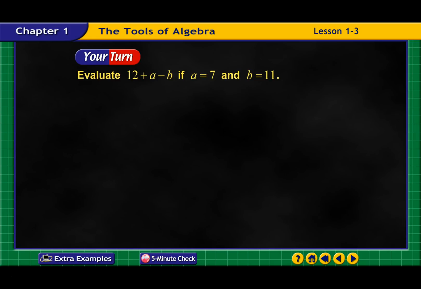Okay, same concept. You're going to substitute 7 for a and 11 for b, and you're going to evaluate it. Go. Okay, punching these in here. I'm going to go 12 plus, see, a is 7, minus 11. Evaluate from left to right. 12 plus 7 is 19, minus 11. Bring that down. 19 minus 11 is going to be 8.